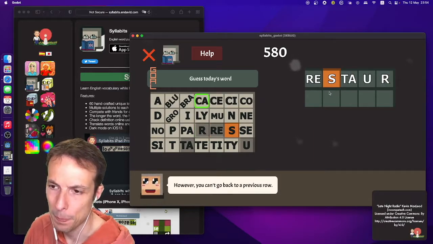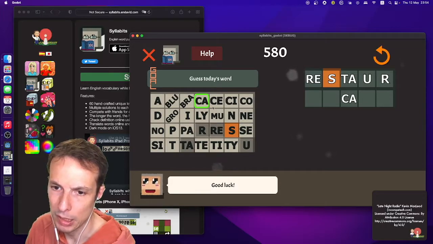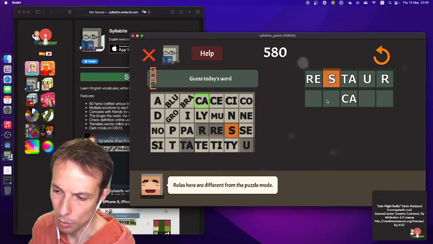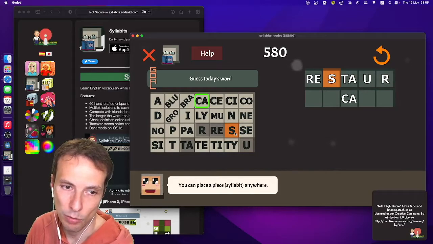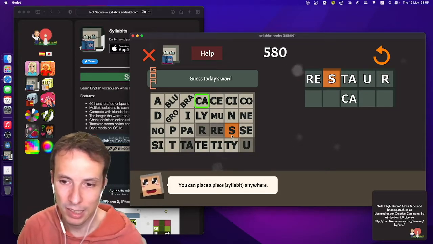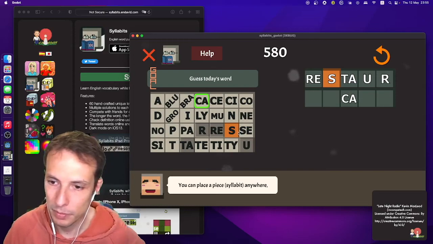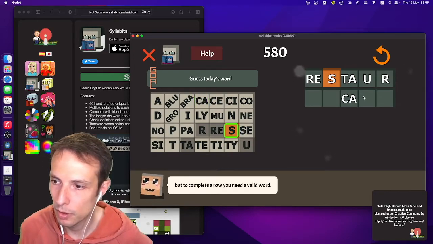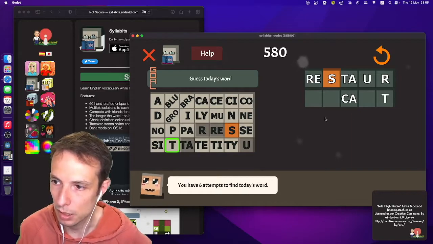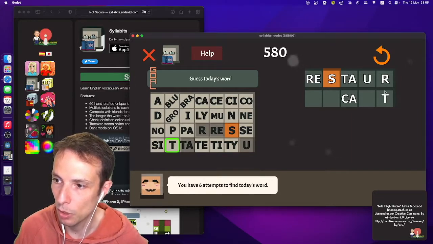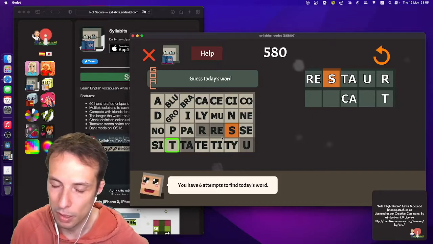So this is different from Wordle in the sense that you can place a block anywhere you like. In Wordle you have to type the word from left to right. I mean, it's okay because it's only 5 letters and you have all the letters, but here it's different. So you can put them in any order. For instance, I can put CA if I know the word ends in T or something.